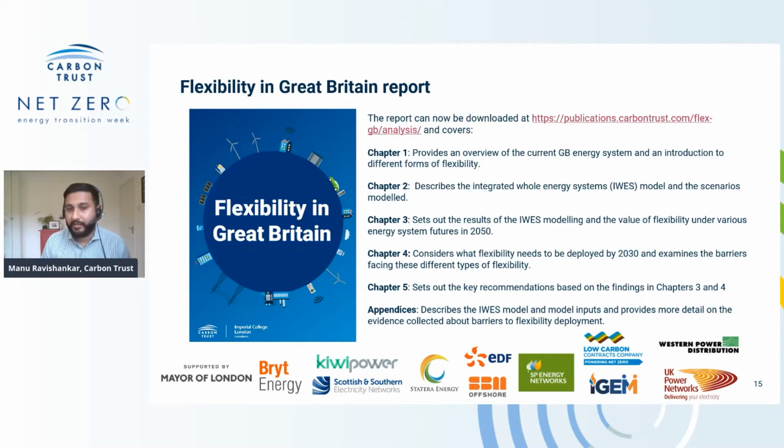Chapter 4 takes it beyond the modeling and considers what really we need to do to actually deploy flexibility by 2030 and examines the barriers for developing these different forms of flexibility. And chapter 5 sets out some of the recommendations, but also looks at what areas of future work is required, given this is an extensive piece of analysis, but still there are some research questions that we need to look into. And the appendices will be available in a few days' time.